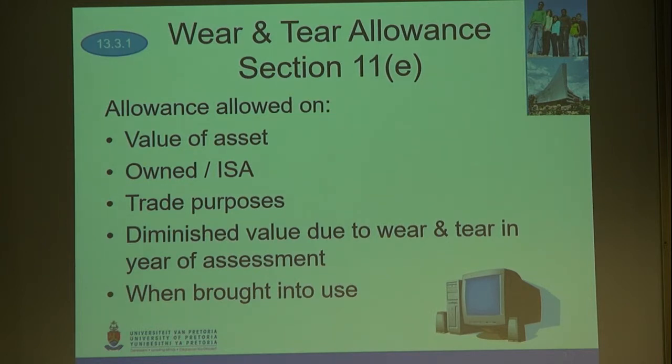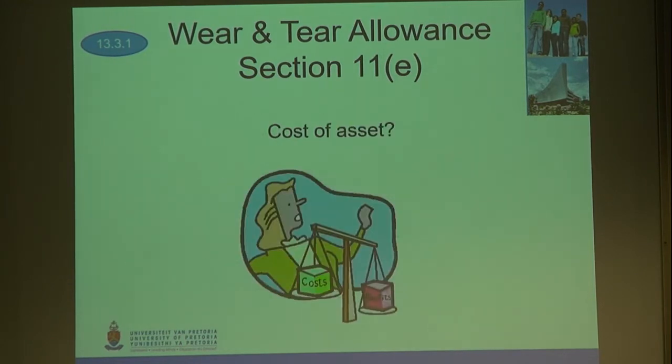Right, so we're working out the diminished value in terms of these allowances over the useful life of the asset. And again, there comes that thing, when the asset is brought into use. That is key to us for all these allowances.